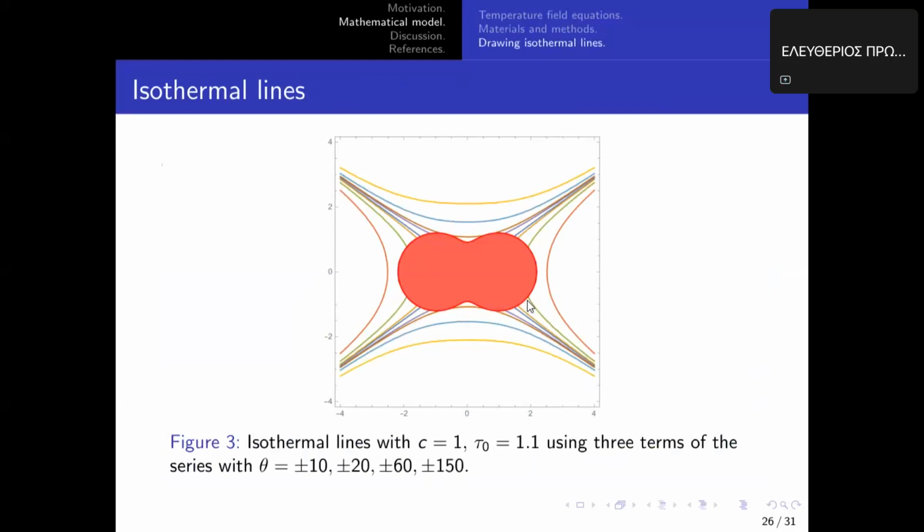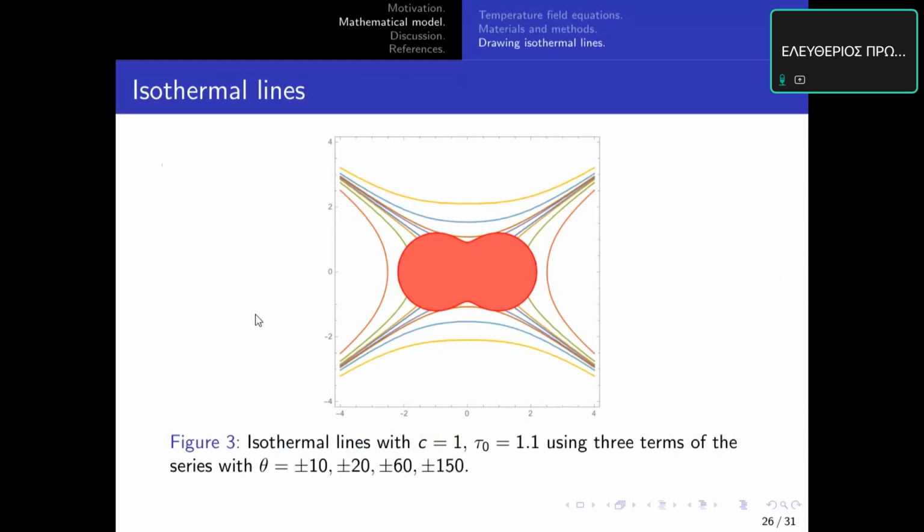Let's see some isothermal lines. In order to derive the constants that we mentioned before, we use the cutoff technique. Therefore, the constants can be derived depending on how many constants we have to state. In this figure, you can see that we have taken 3 terms of the series expansion, and the inverted prolate spheroid is defined by the equation tau equals tau 0, where tau 0 is 1.1, and the semifocal distance equals 1.